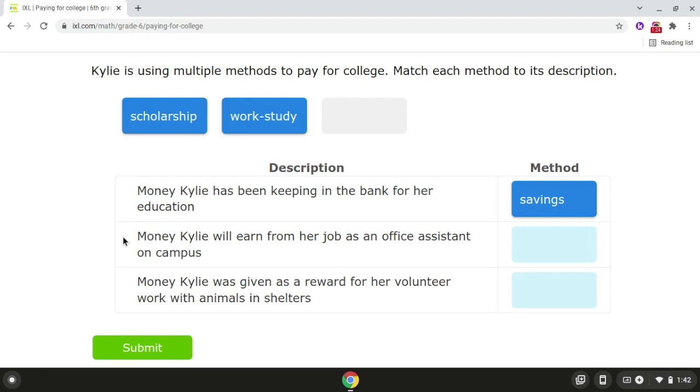Description number 2 is money Kylie will earn from her job as an office assistant on campus. This type of method is a work-study method. And description number 3 is money Kylie was given as a reward for her volunteer work with animals in shelters. This type of method is a scholarship method.